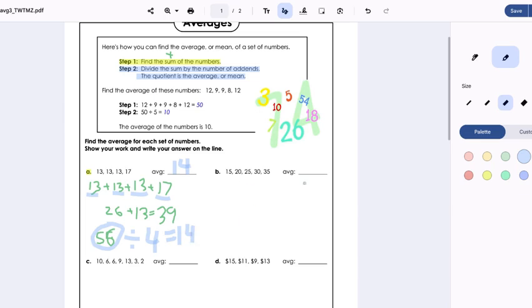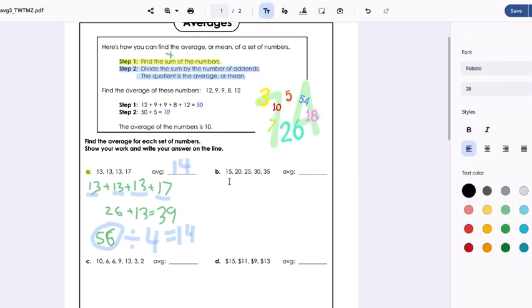Okay, let's do one more. Okay, so step one for question B, trying to do questions here that'll help you out. Step one for question B is to find the sum. So sum, we're going to add up all the numbers. So let's add up all the numbers. We've got 15 plus 20, and that equals 35.